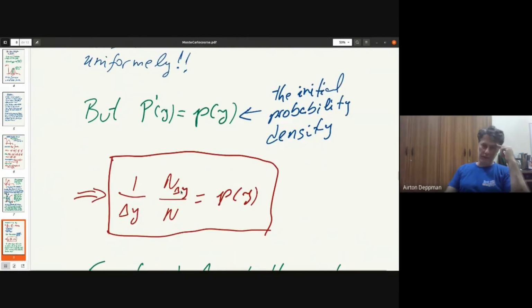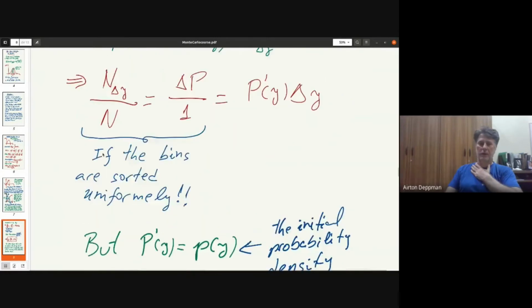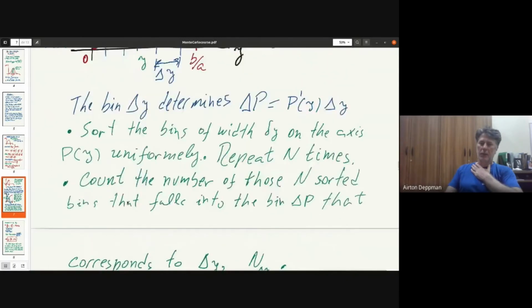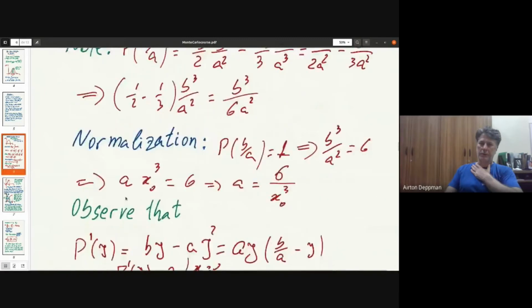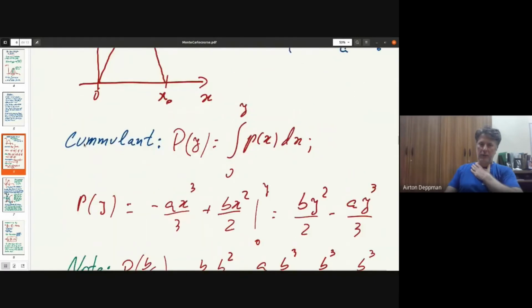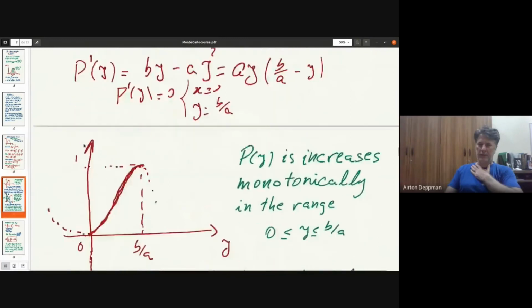So the number of events, or the frequency of events that is sorted there, is equal or proportional to the probability density. So the number of events in that bin corresponding to this range will follow a distribution equal to our sampling distribution here. So this is the main aspect of this statistical sampling.